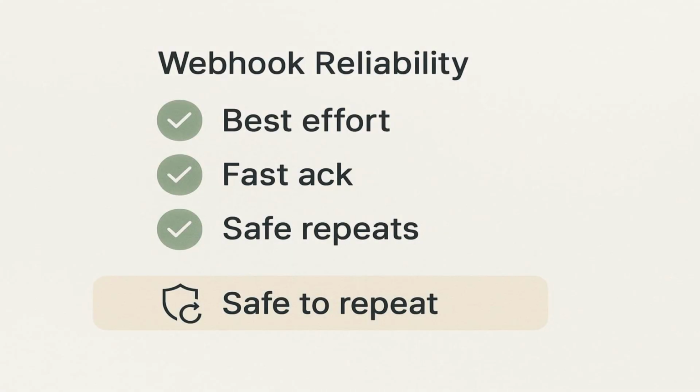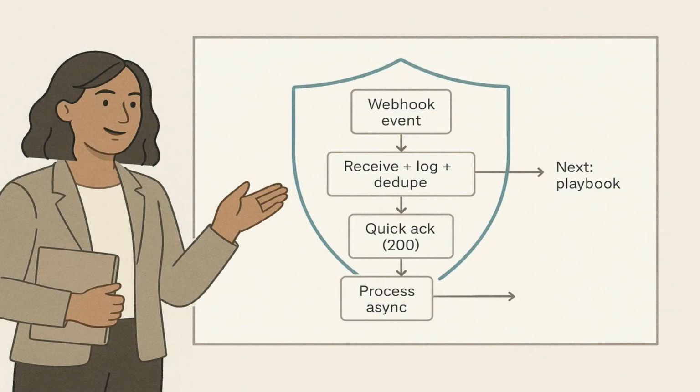To summarize, remember 3 key points for webhook reliability. Webhooks are best effort, acknowledge fast to prevent timeouts, and make repeats safe to handle duplicates correctly. That one habit will save you from a lot of confusing production issues.